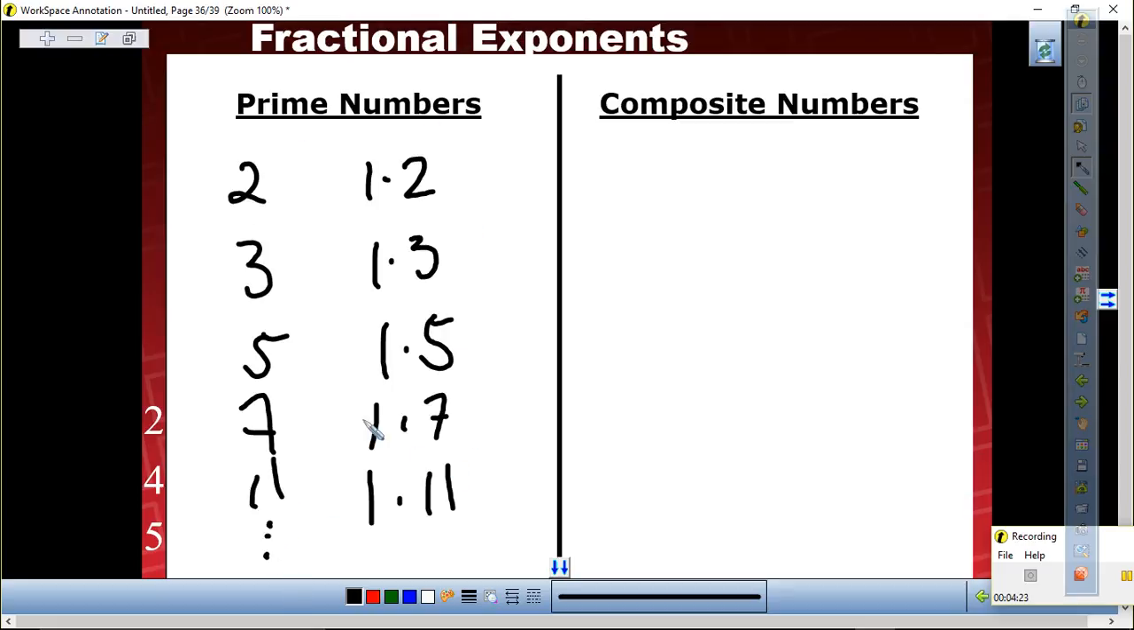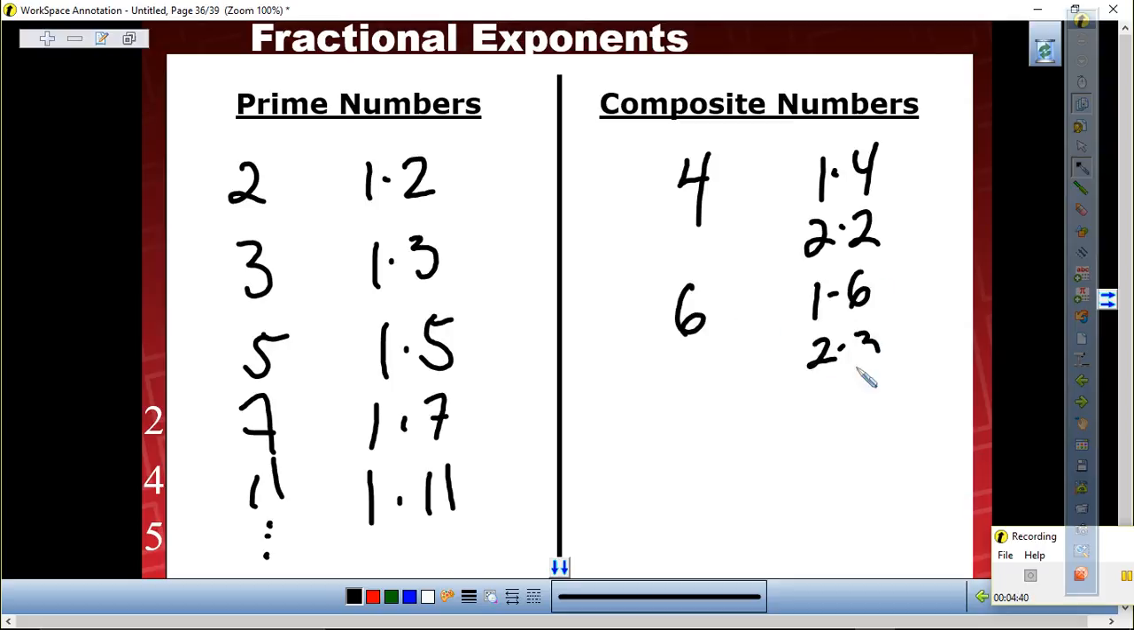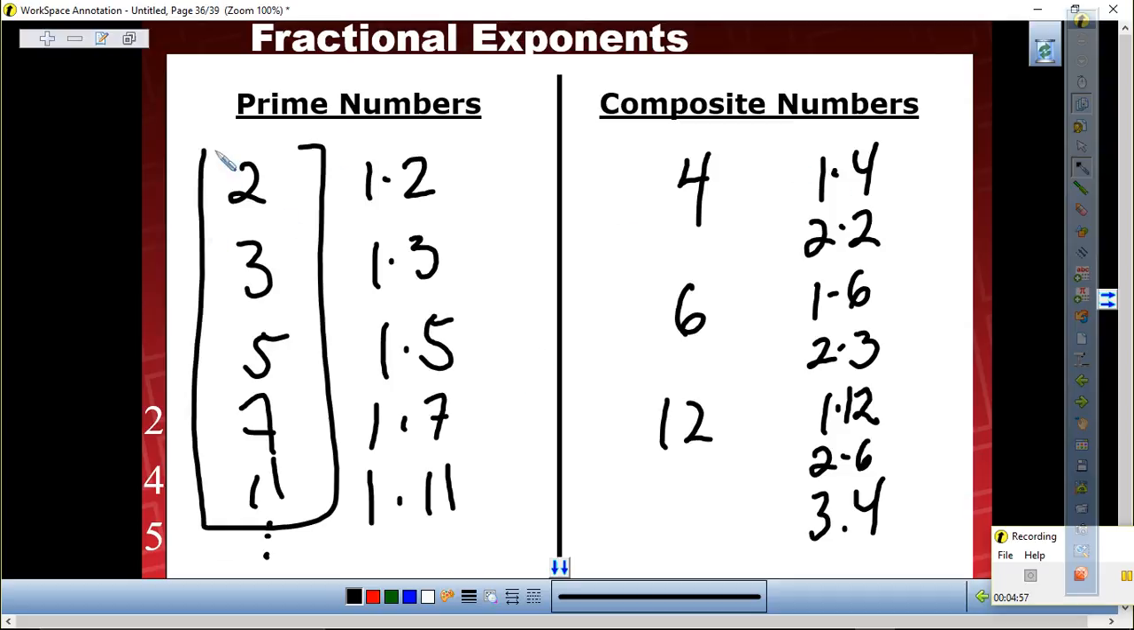The ones that are not prime are composite. For example, 4 is composite. Why? Because 1 times 4 is 4, or 2 times 2 is 4. 6 is composite because 1 times 6 is 6, or 2 times 3 is 6. 12 is composite. Why? Because 1 times 12, 2 times 6, 3 times 4. See that? They have more than one pair of factors. You're going to have to remember these throughout because we're going to be using them a lot.